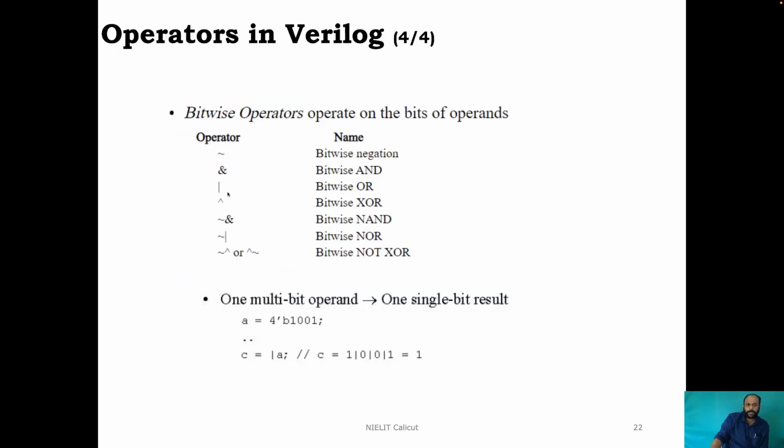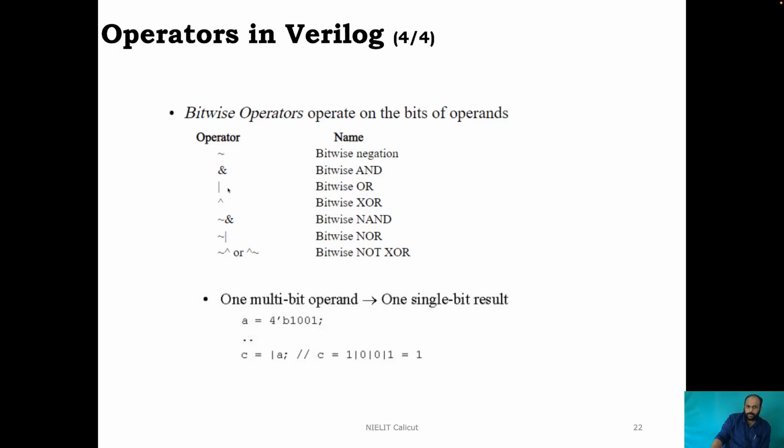Now the other type of operators are bitwise operators, which operate on all bits of a vector. For example, the first one, the tilde symbol, is used for bitwise negation. So if you write tilde of 1 0 1 0, it will just invert every bit. Tilde of 1 0 1 0 will become 0 1 0 1.